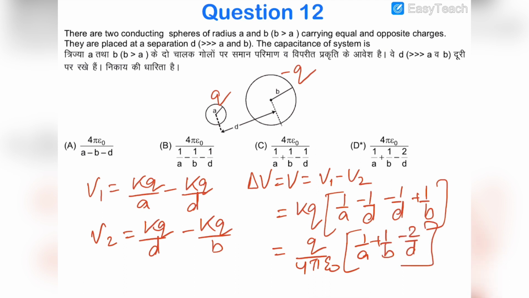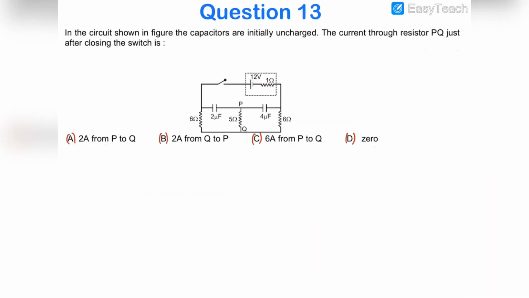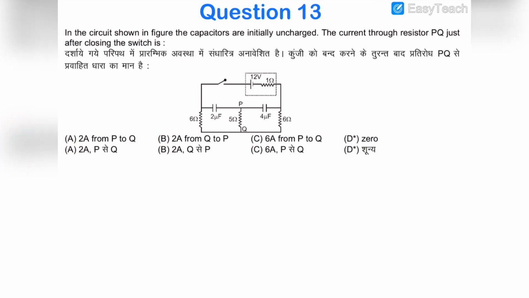So I think we can easily guess the answer. So answer is D. Now what further we have to do? We have to compare it with Q is equal to CV and V is equal to Q by C. So answer is predictable and answer would be D. Now we move on to the next question. In this question you can see that this circuit is shown and all the capacitors were initially uncharged. Now the current flowing through the resistor PQ just after closing the switch would be.